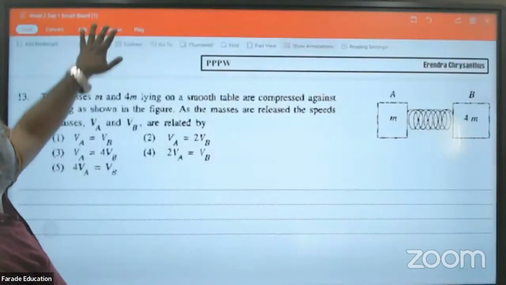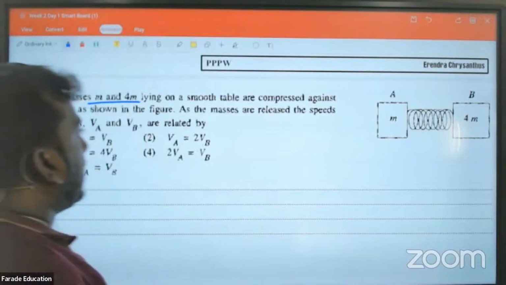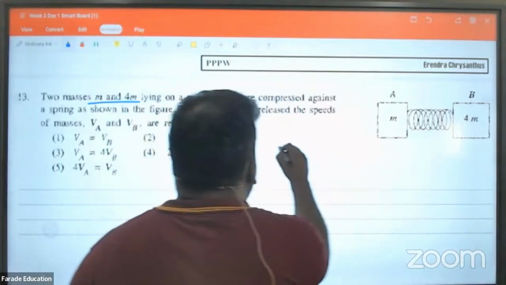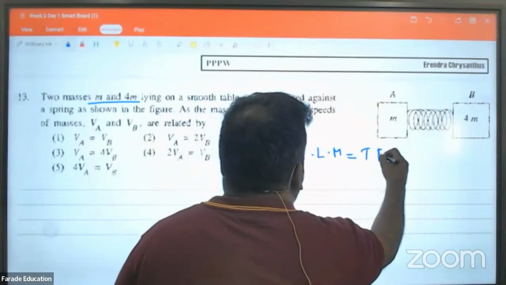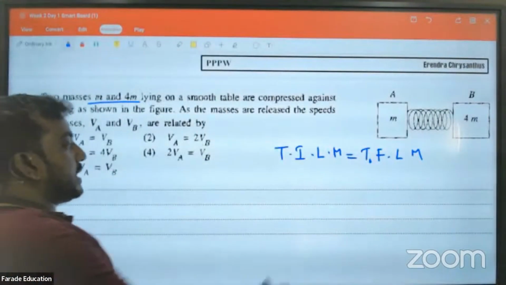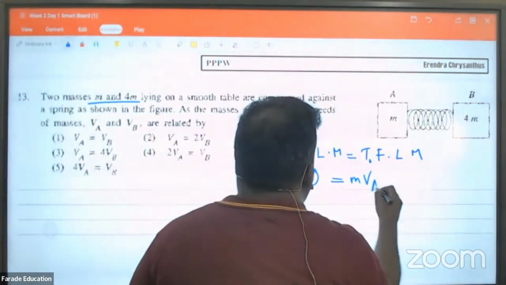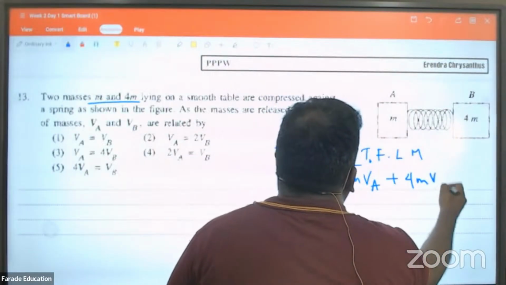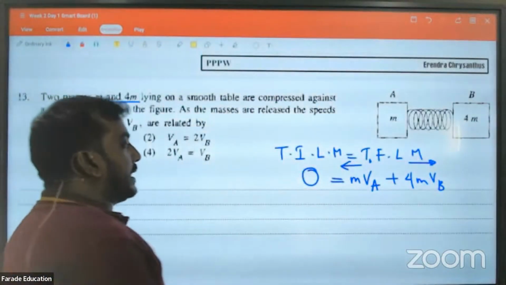Next one. Two masses, M and 4m, lying on a smooth table are compressed against each other. Total initial linear momentum equals total final linear momentum. Initial linear momentum is 0. Final linear momentum: M with VA will jump in that direction, and 4m with VB will jump in the opposite direction. Bring all vectors to the same direction.